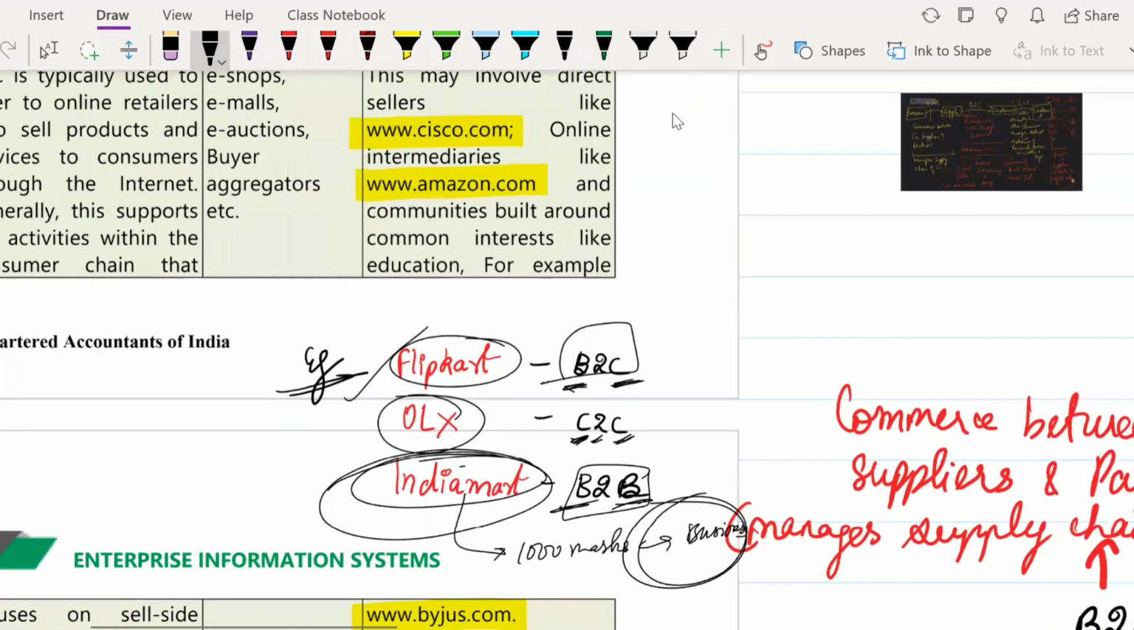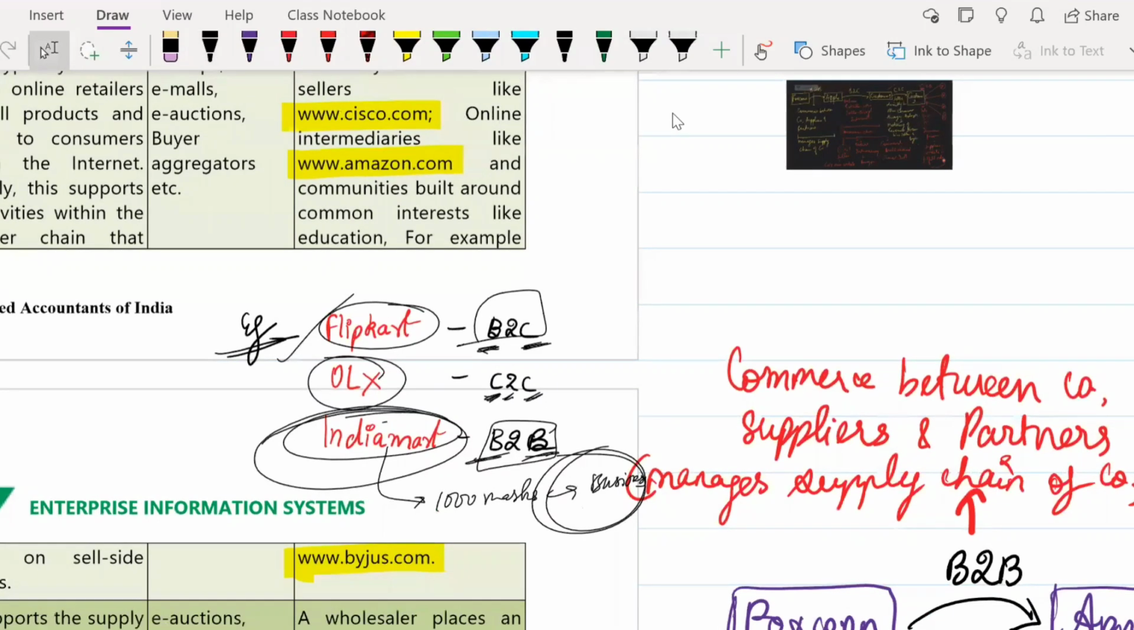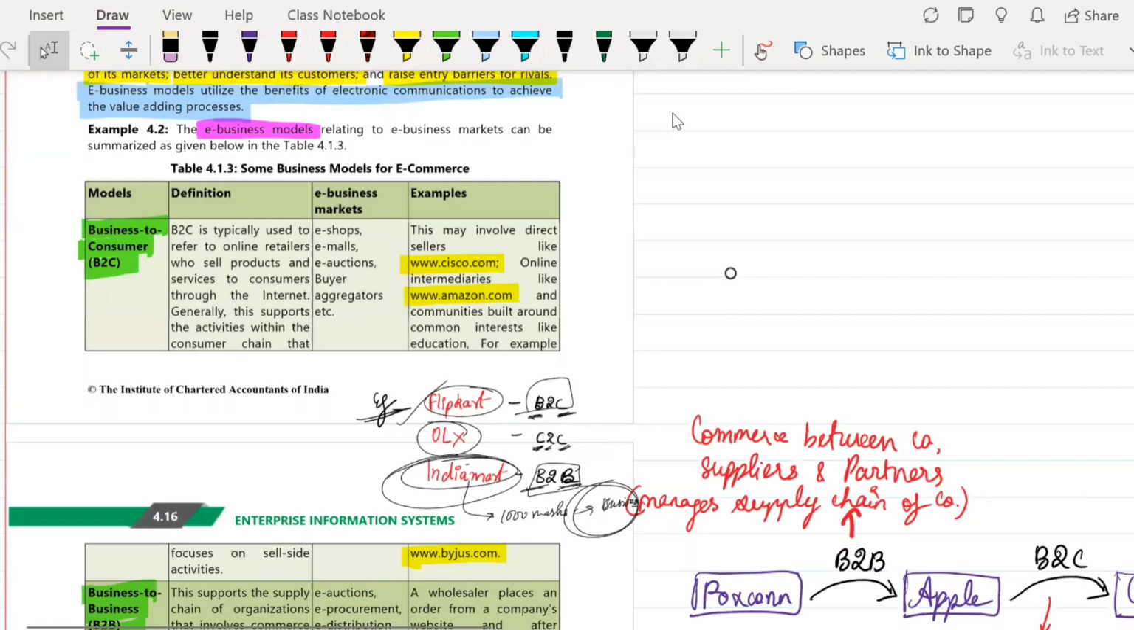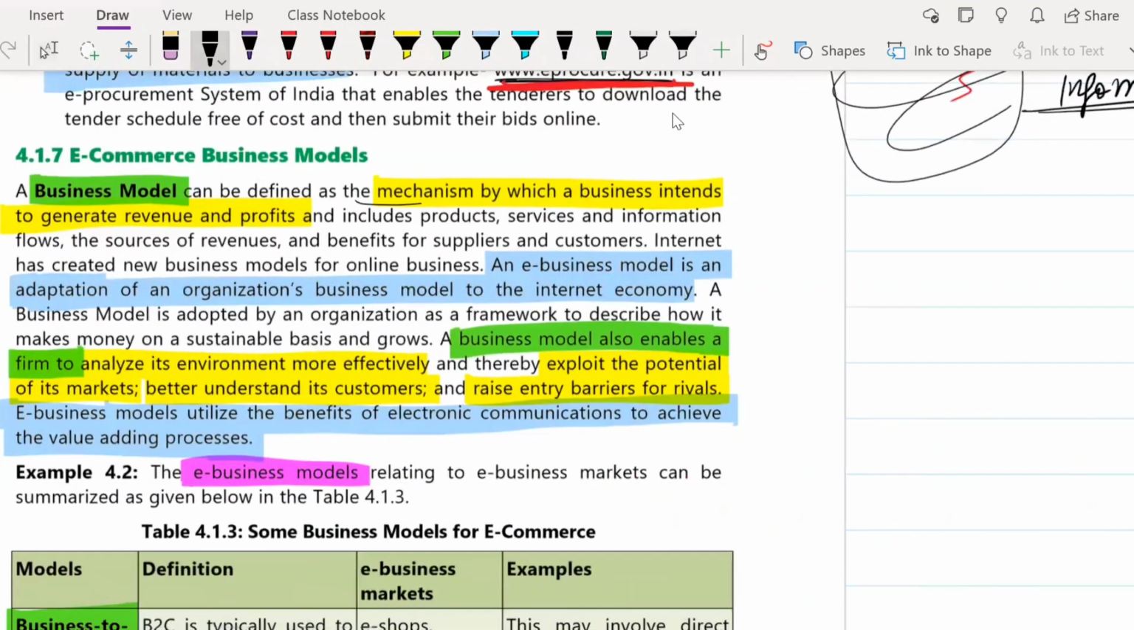So these are nothing but different kinds of business models. It can be a B2C model or a C2C model or a B2B model. And depending on your comfort, if in future you ever want to develop a business, depending on your comfort or your areas, you can develop a business model like this. Business model is nothing but a mechanism by which a business intends to generate revenue and profit.